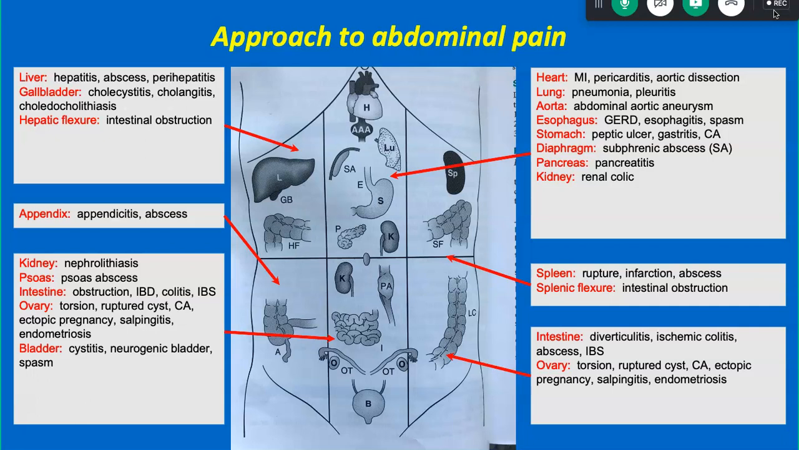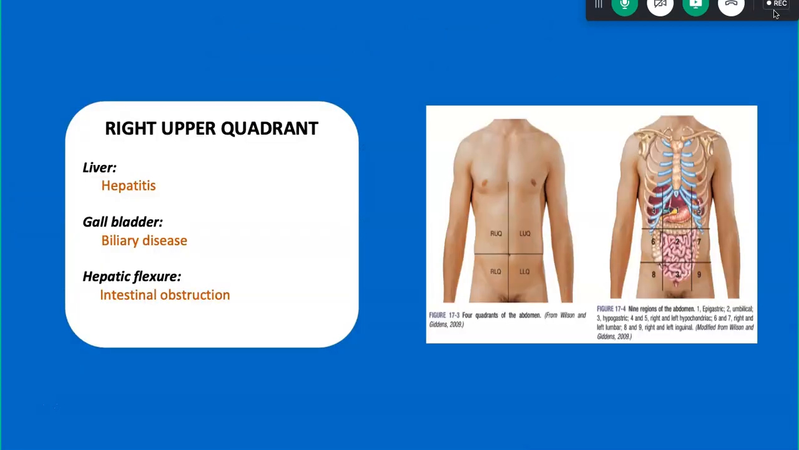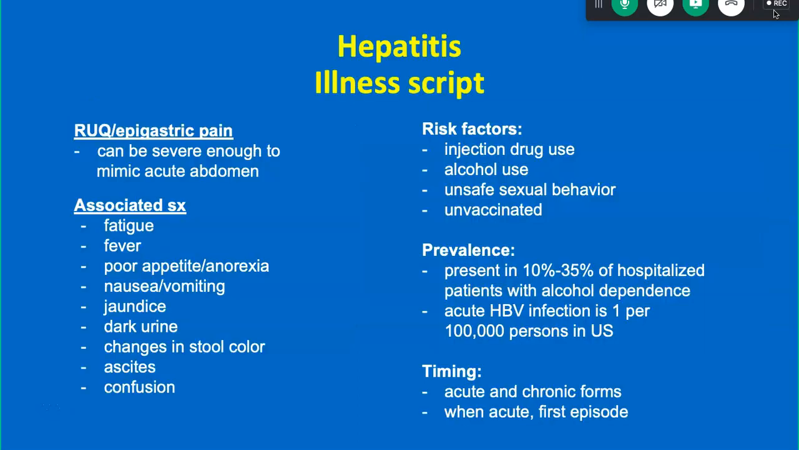And so we're going to kind of move around the quadrants a little bit to see how we can start to remember some of these illness scripts. So we're going to start with the right upper quadrant, and we're going to focus on the more common diseases like hepatitis, biliary diseases, and we've already discussed intestinal obstruction. So I'm going to hand it over to Zach to get us back in the swing of thinking of illness scripts. Sure. So start with hepatitis.